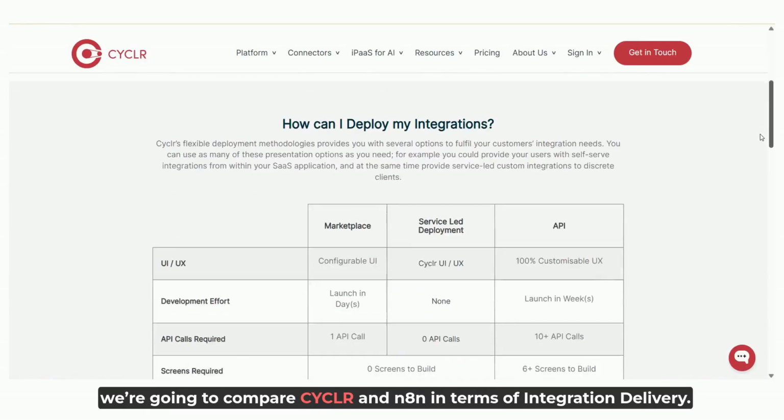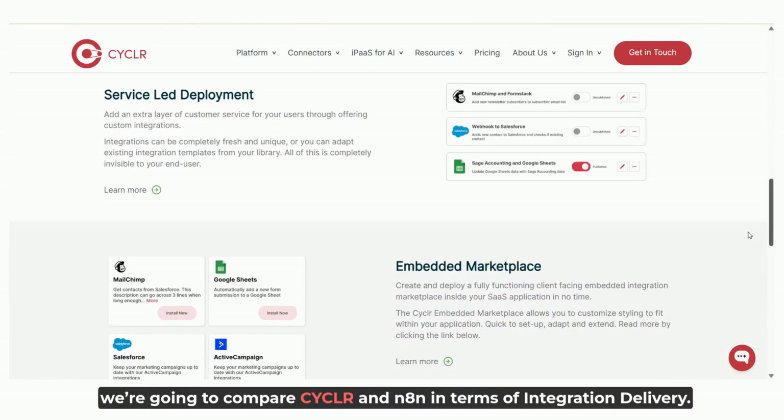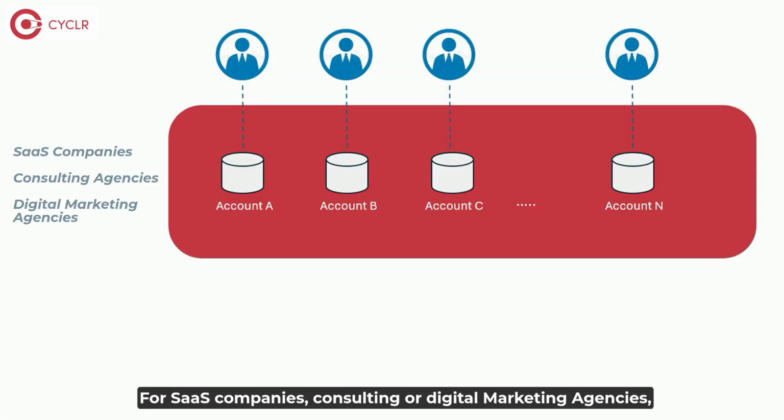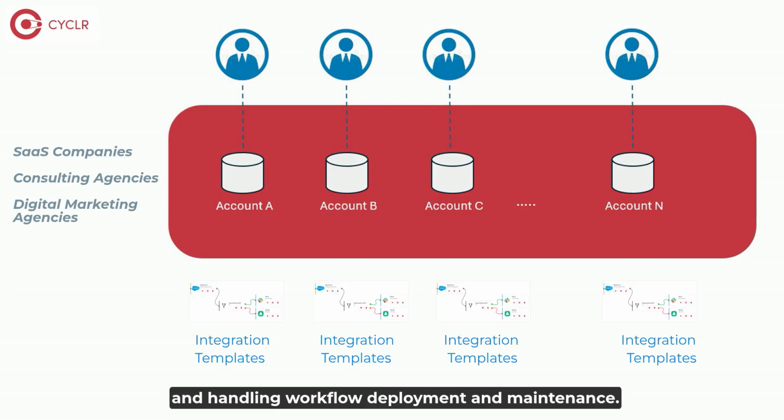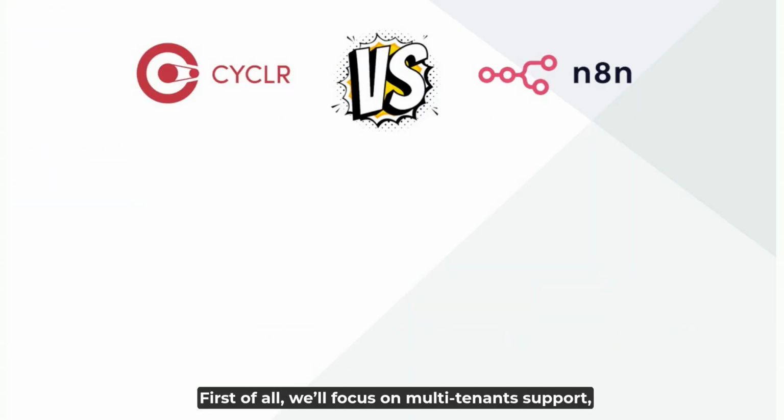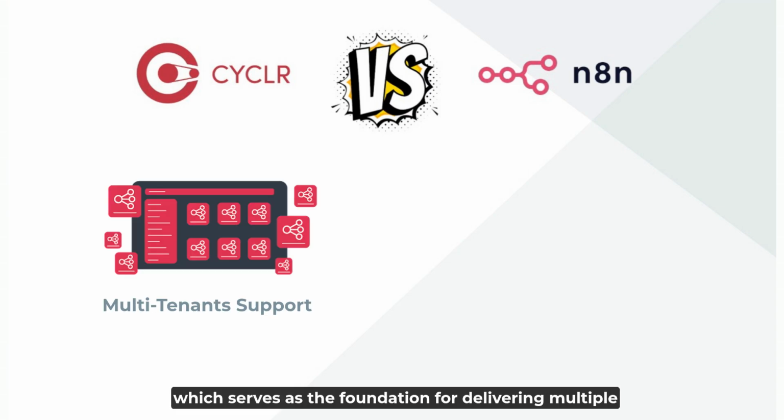In this episode, we're going to compare Cyclr and n8n in terms of integration delivery. For SaaS companies, consulting or digital marketing agencies, delivering multiple integrations to multiple customers often involves managing credentials, ensuring data security, and handling workflow deployment and maintenance. First of all, we'll focus on multi-tenant support, which serves as the foundation for delivering multiple integrations to multiple customers.